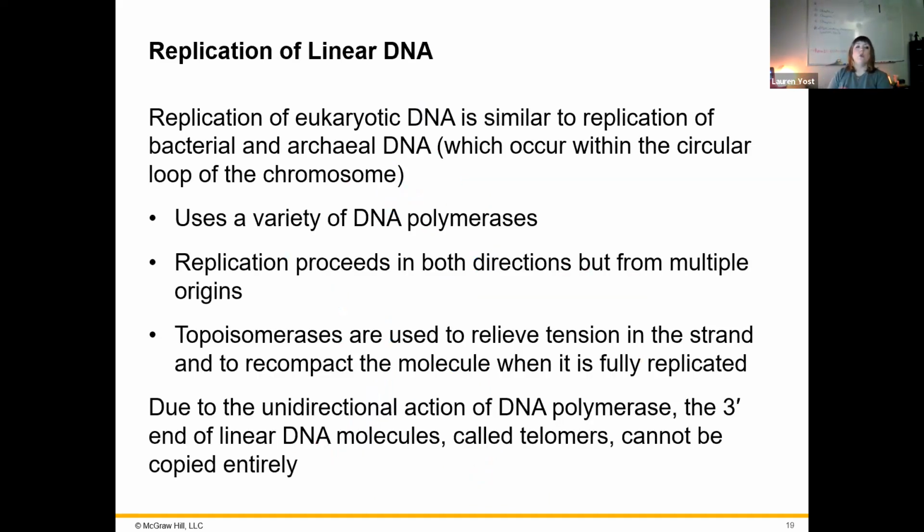All right. With linear DNA, so we had the two origins of replication on a circular bacterial DNA genome, but for the linear DNA, like what works for eukaryotes, this is going to be similar to what's going on in the circular DNA of the bacteria and archaea, but we're going to use some variety of DNA polymerases involved in all of this, and we have multiple origins, not just the two. And then we have the topoisomerases that are available because the size of our chromosomes is much larger. So we need a little bit more help there. So that's the idea of how that's going to work.